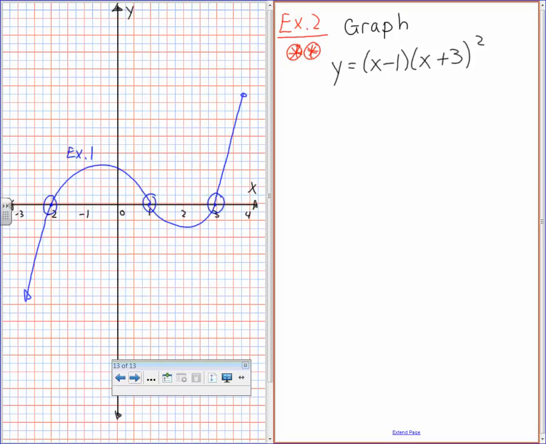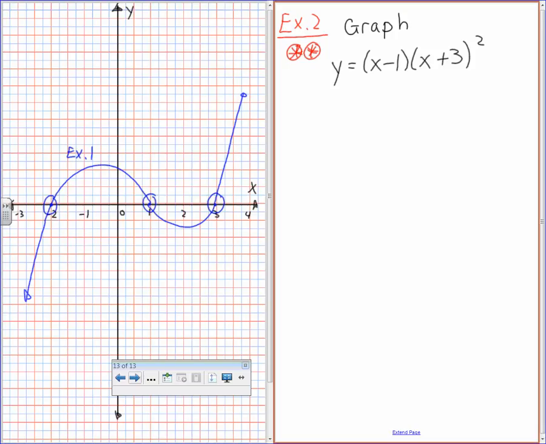Now, what is different about this one compared to the last one? Peter, go ahead. It's squared on the bracket x plus 3. Yeah. If you think back to yesterday, we talked about this. Do you remember what the square did for a parabola like that? Dexter, go ahead. It's going to bounce off.